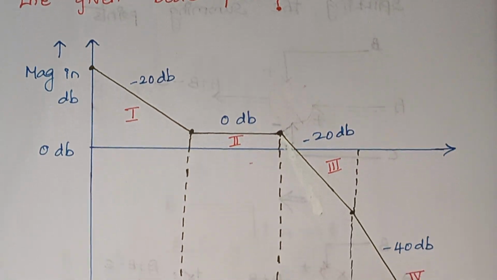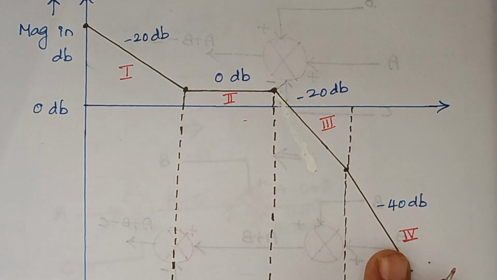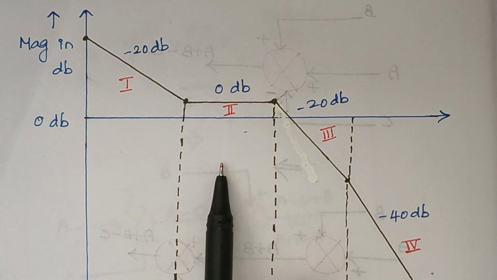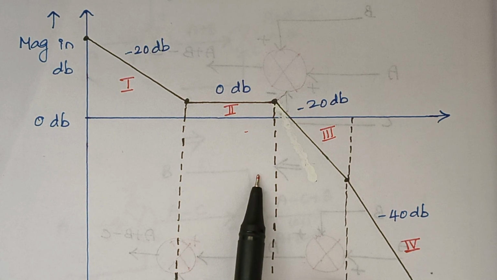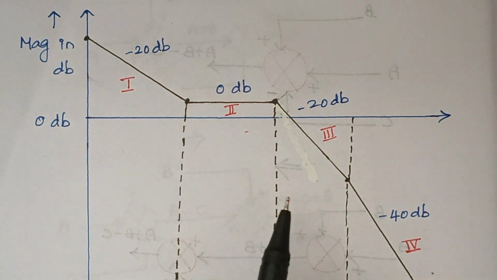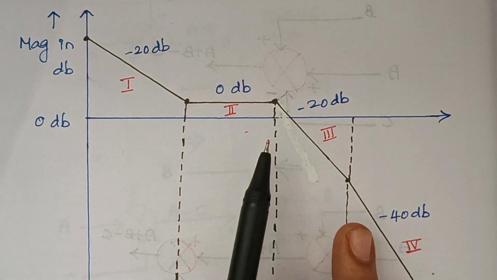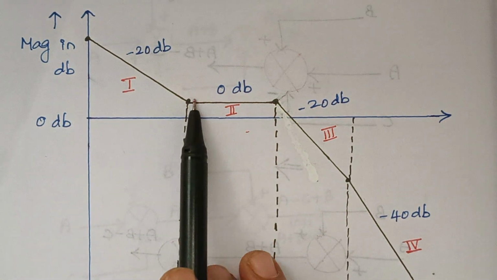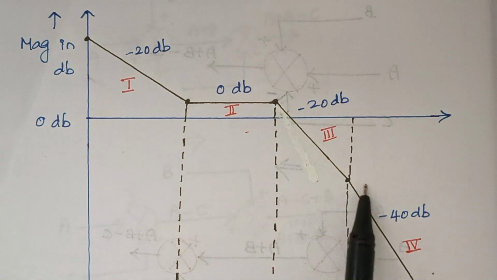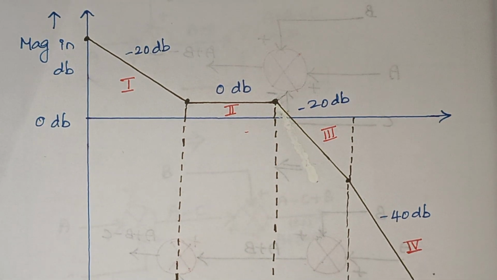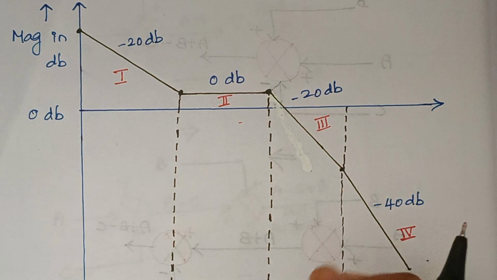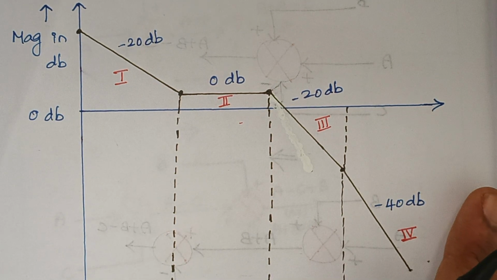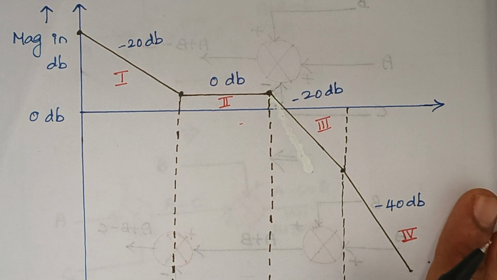So you see, look at this Bode plot. This is a typical magnitude plot, right? And when you look carefully, it has four parts. This is our first part, this is our second part, this is our third, and finally this is our fourth part, right? From this given Bode plot, we are going to find the transfer function.